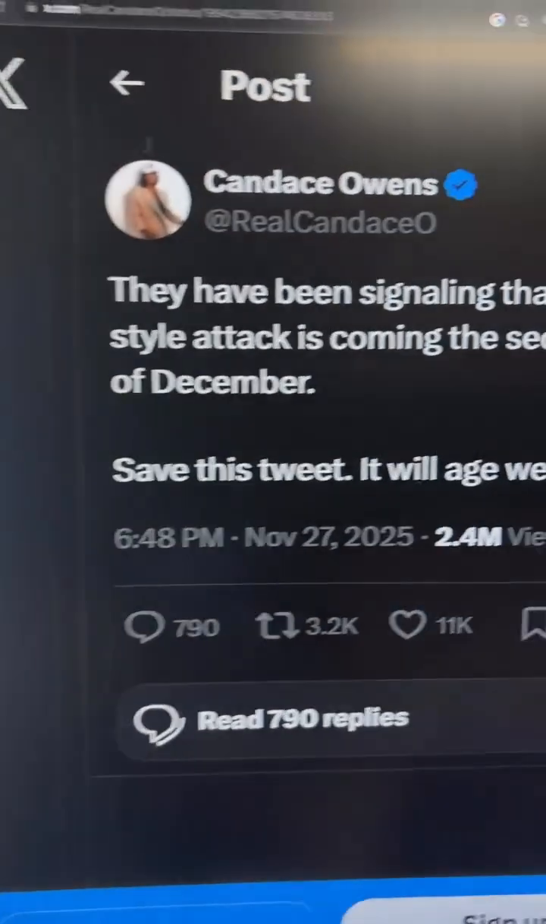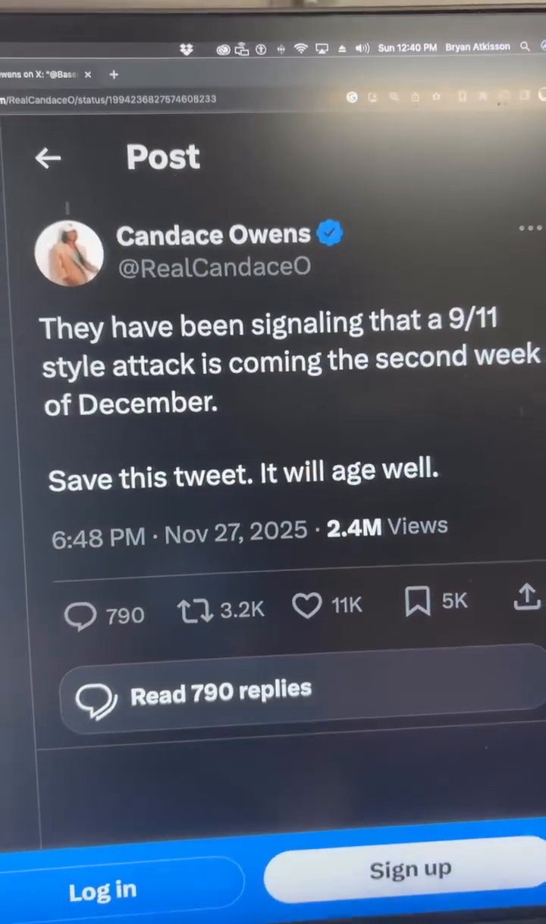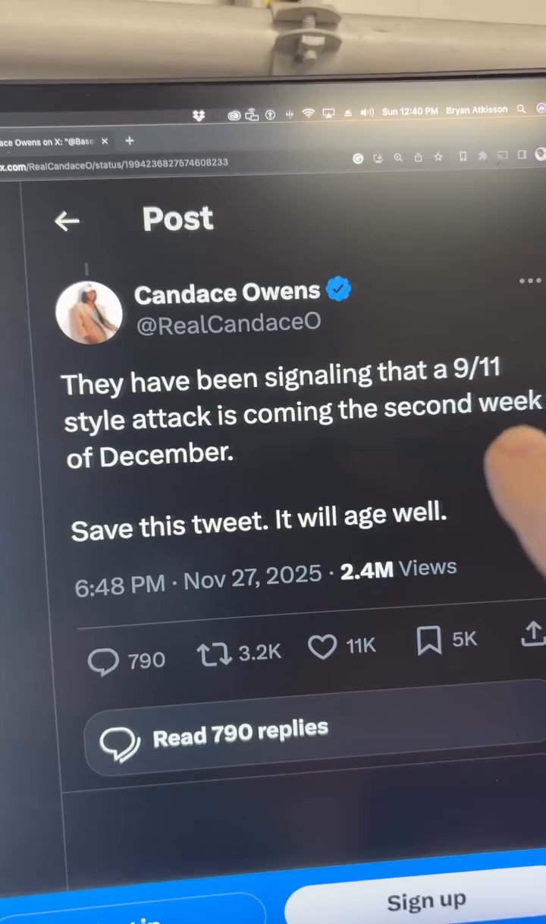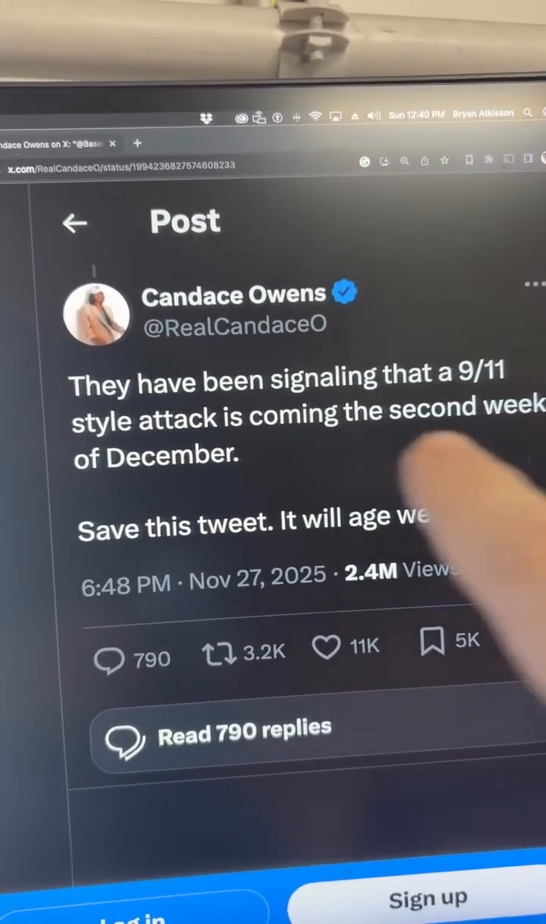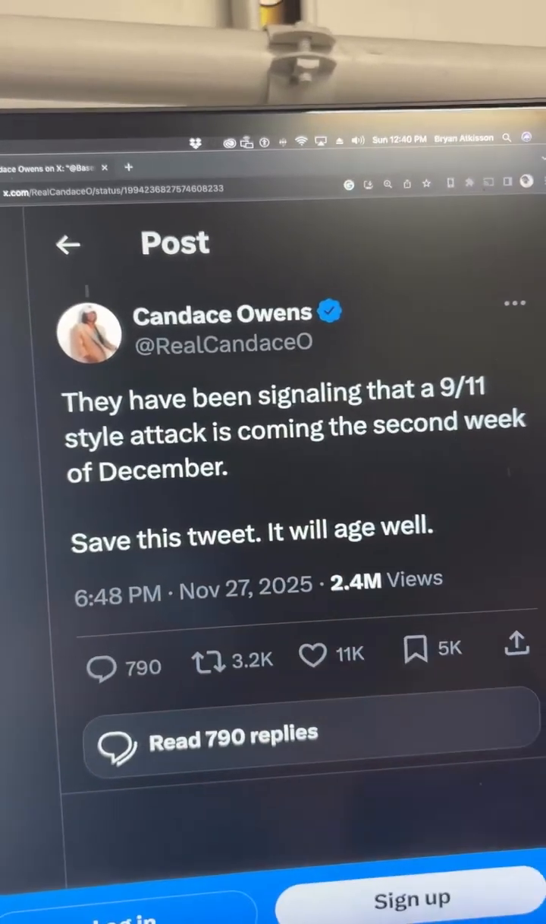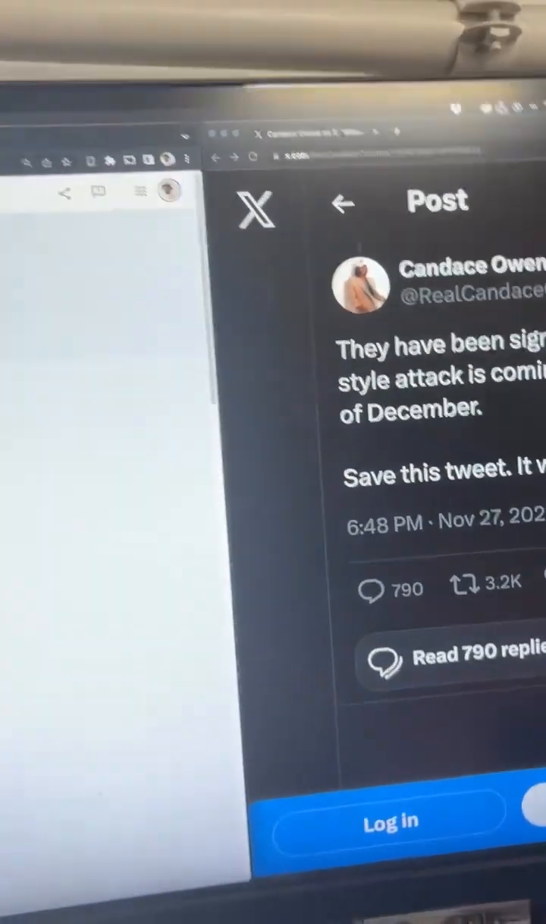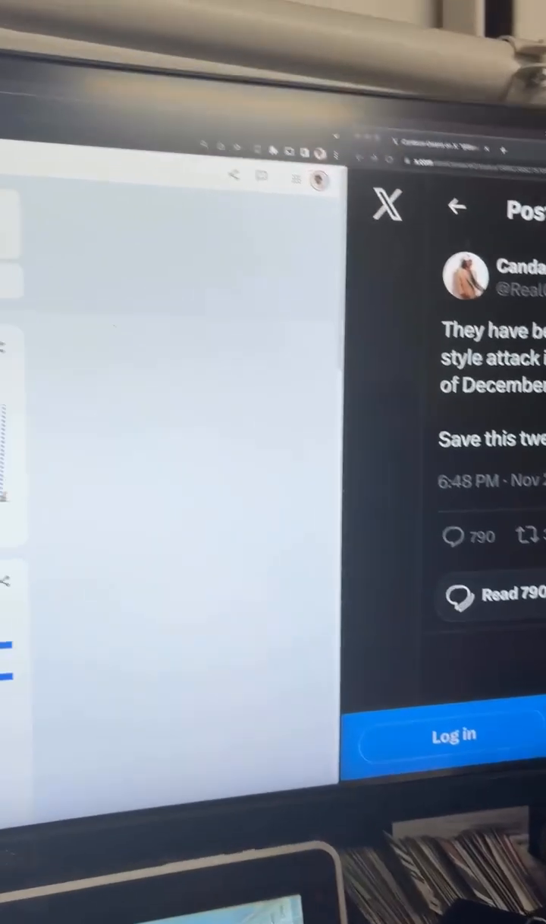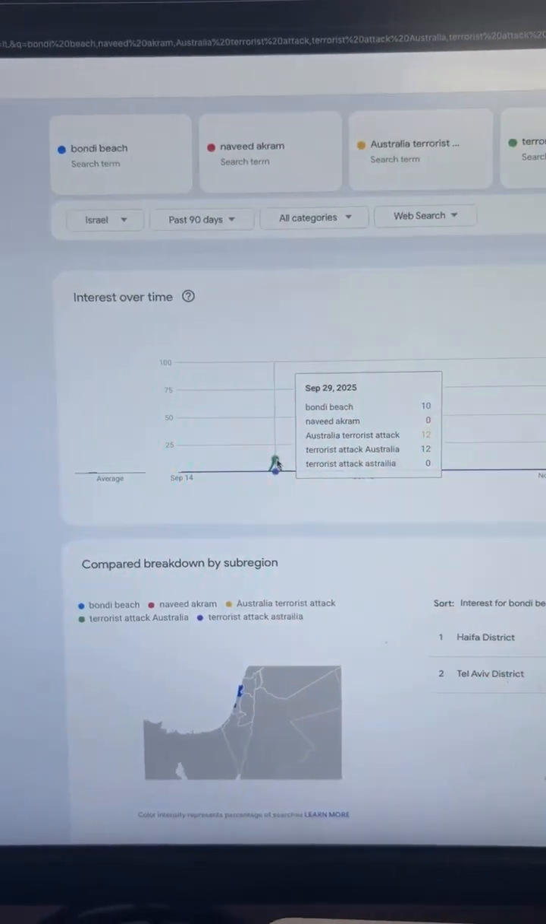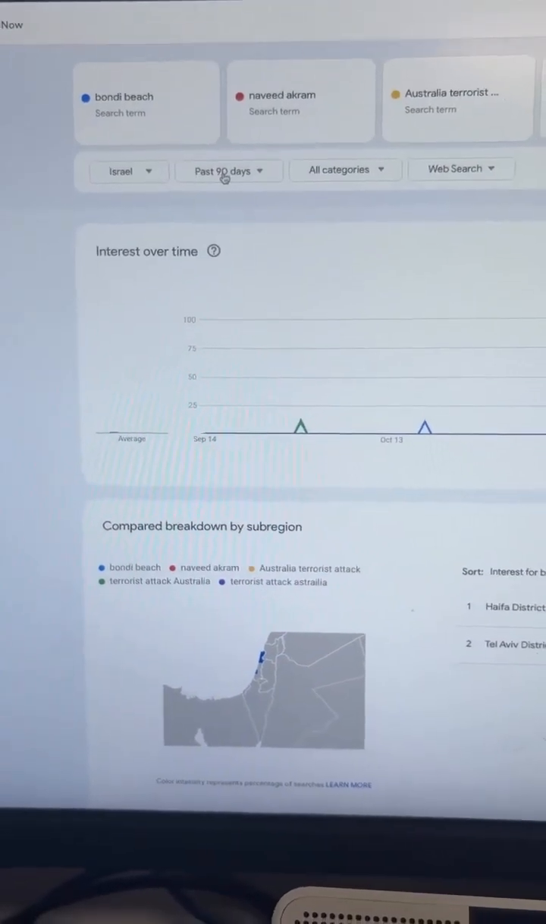And that would kind of further corroborate Candace Owens' post here. It says, they have been signaling that a 9/11 style attack is coming second week of December. Save this tweet, it will age well. Despite what people think about Candace, that's a pretty alarming tweet. She's kind of suggesting that Israel's been planning a lot of the terrorist attacks, and the evidence here is alarming. But let's get a little more detailed.